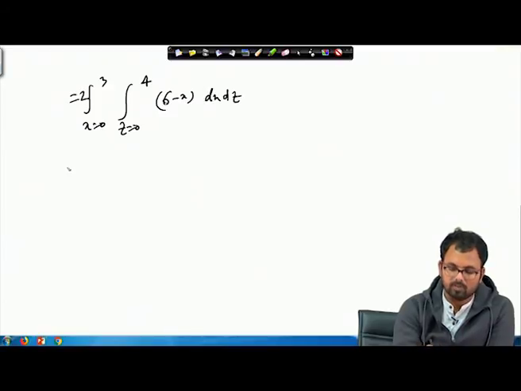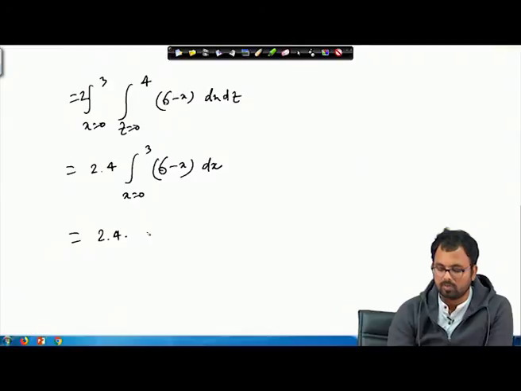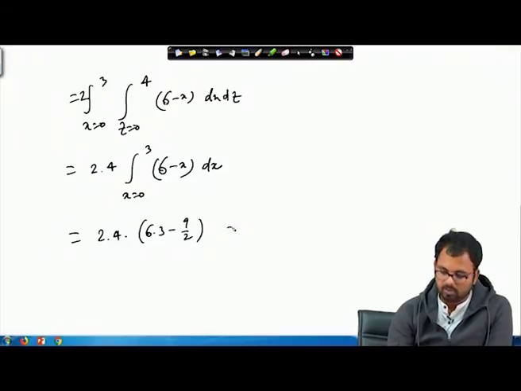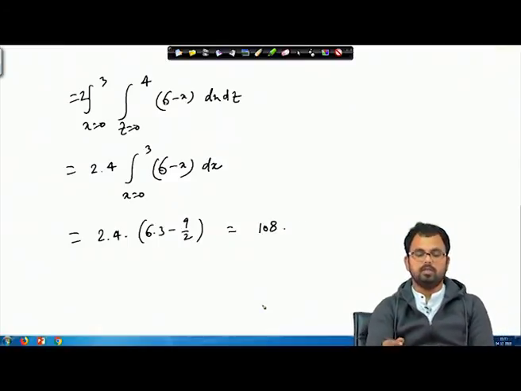Here there is a 2, and we can integrate with respect to z first. So it will be 2 times 4, and then we integrate with respect to x. So this will be (6 minus x) dx, and so this will be 2 times 4, it is 6x minus x square by 2. So this is 6 times 3 minus 9 by 2. So ultimately it will be 108.